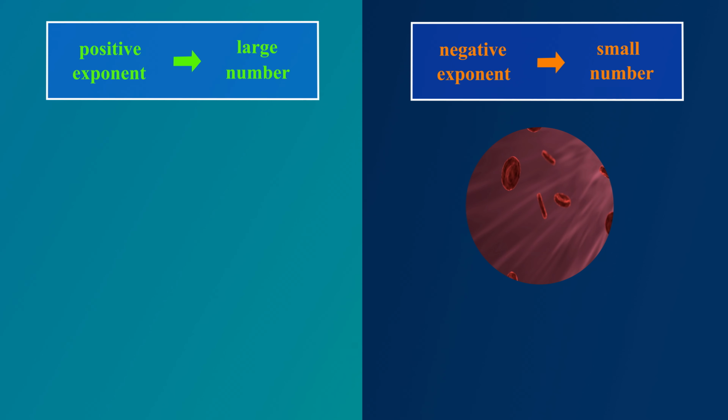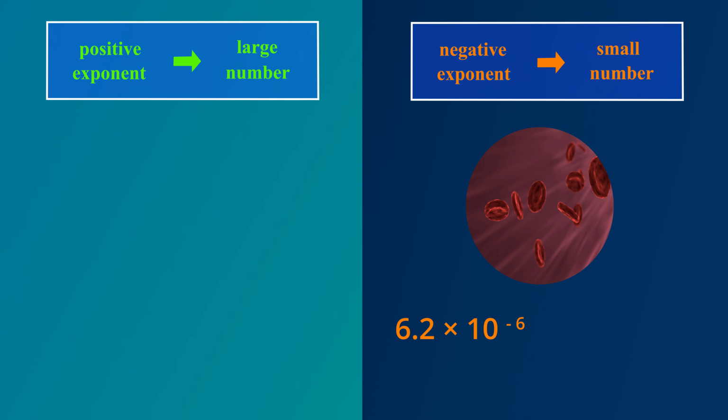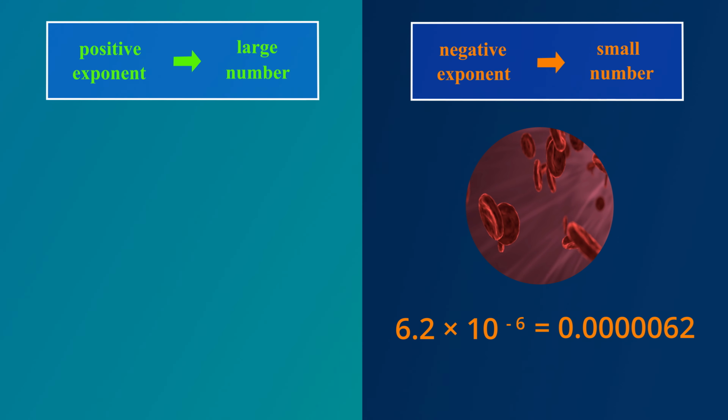A red blood cell has a diameter of about 6.2 multiplied by 10 to the exponent of negative 6 metres. The exponent of negative 6 means that it's a small number, so the decimal point is moved to the left 6 places. The cell is 0.000062 of a metre wide.